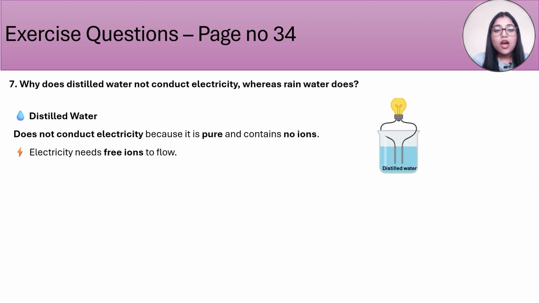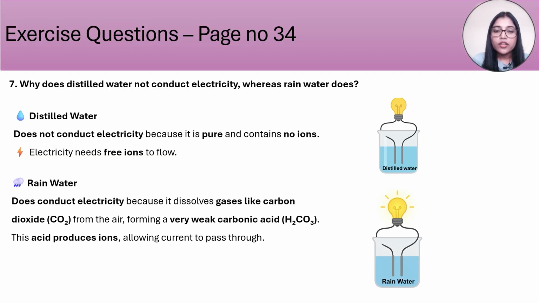Seventh question says, why does distilled water not conduct electricity whereas rainwater does? So if we conduct the same experiment as before, we see that the distilled water or pure water is not conducting electricity because it does not contain any ions. Electricity needs ions for its flow. So if we take rainwater, it has dissolved gases like carbon dioxide from the air which form weak acids like carbonic acid. These acids then produce ions, allowing the current to pass through the water, and we can see by repeating the previous experiment that the bulb with rainwater glows.